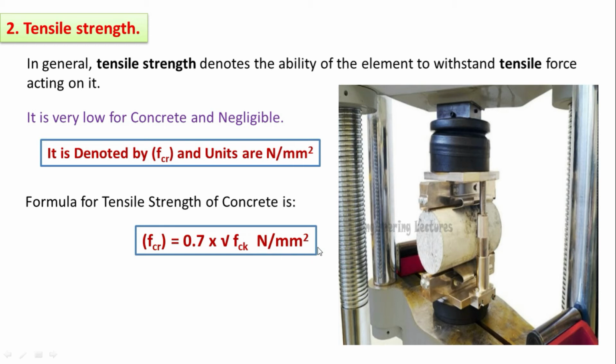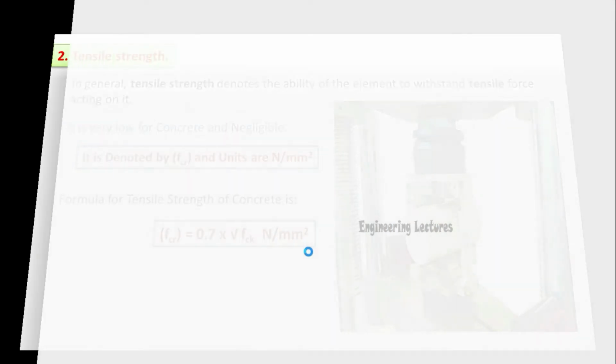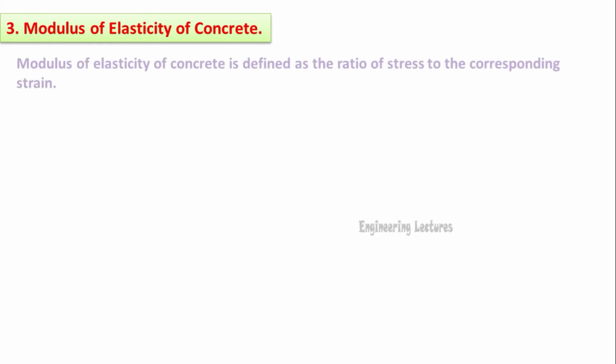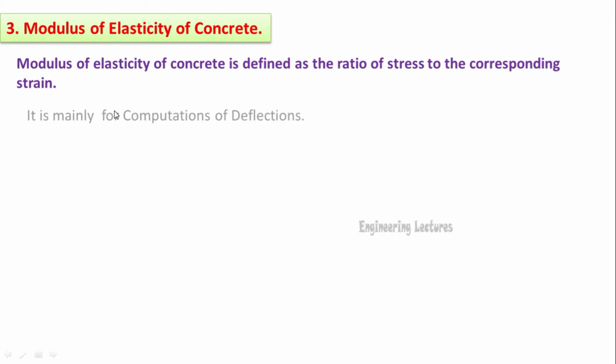So this is the formula which we use to find out the tensile strength of the concrete. Now let's see the third one, modulus of elasticity of concrete. Modulus of elasticity is nothing but the ratio of stress and strain. Modulus of elasticity of concrete is defined as the ratio of stress to the corresponding strain.